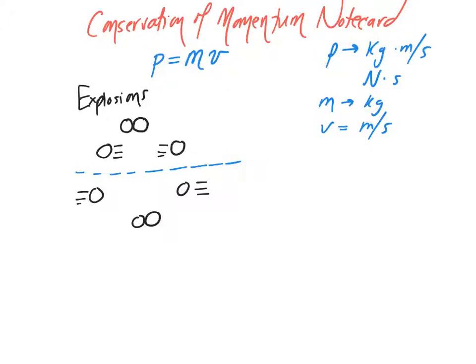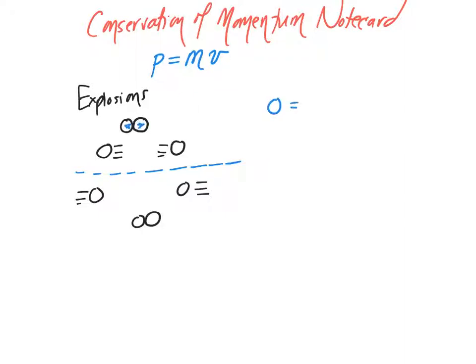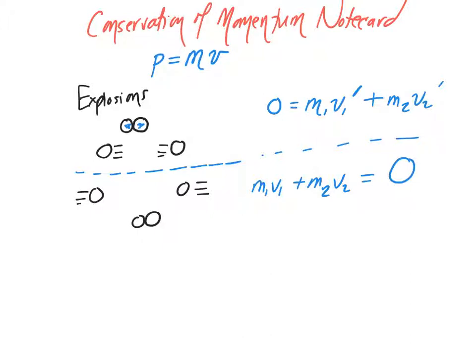So the equation would look like this. For this one on the top, the equation is 0, because everything starts out at rest here, equals m1 v1 afterward plus m2 v2 afterward. For this one down here, we're going to have the opposite. So it's going to be m1 v1 before plus m2 v2 before equals 0, because afterward it's 0. So that would be nice to have on your card.